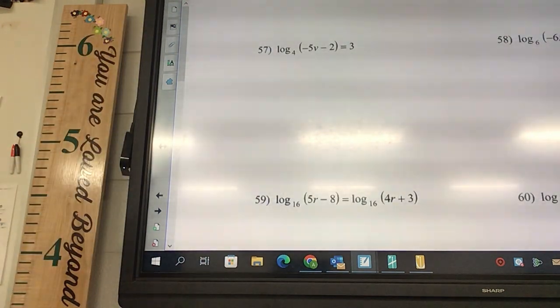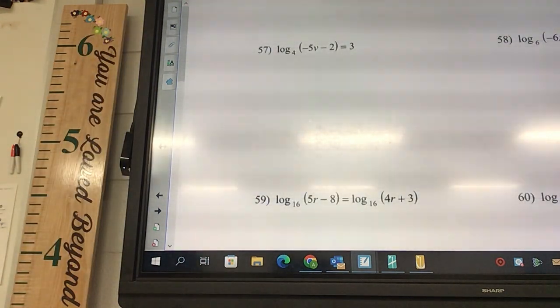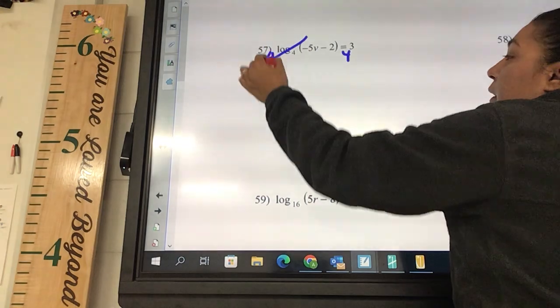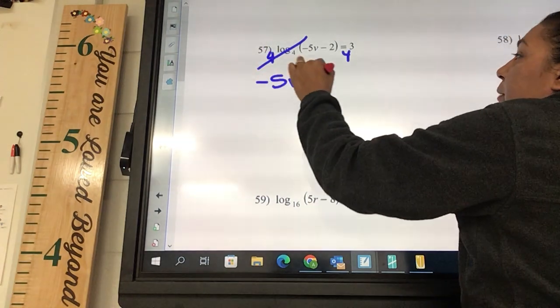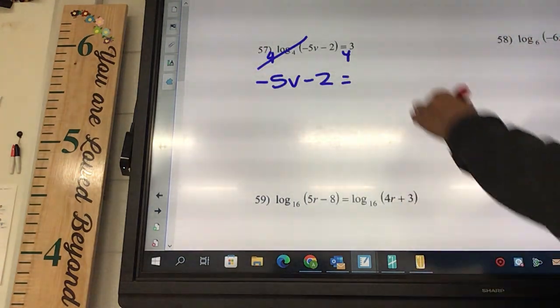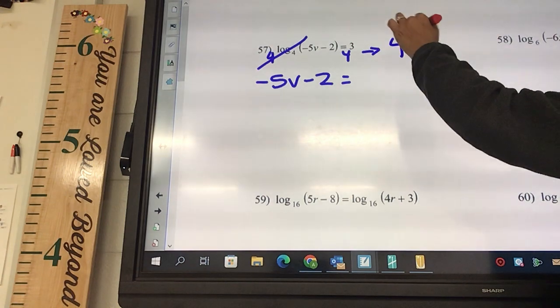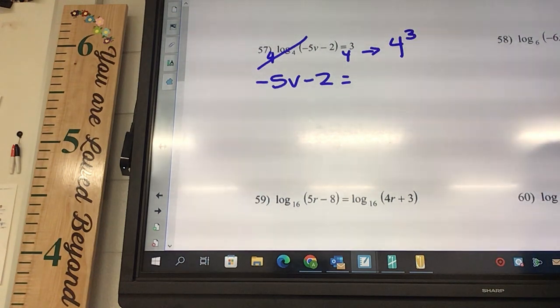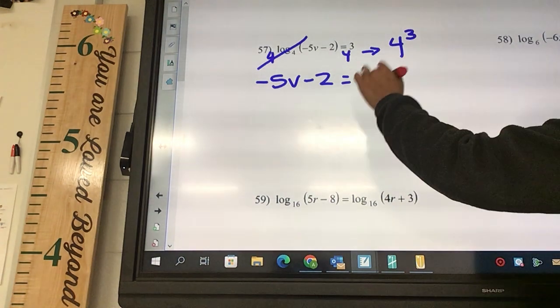Okay, look at 57. What number is next to the log? 4. So you're going to say to the 4th, to the 4th. Okay, so I got -5b minus 2. What is 4 to the 3rd power? 64.